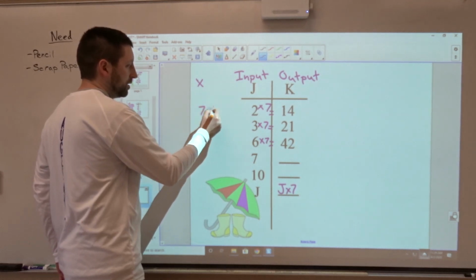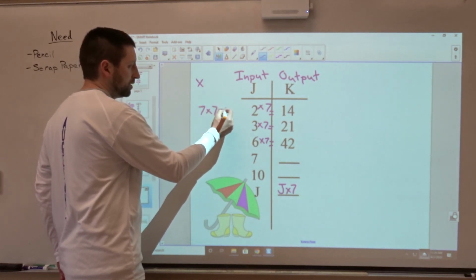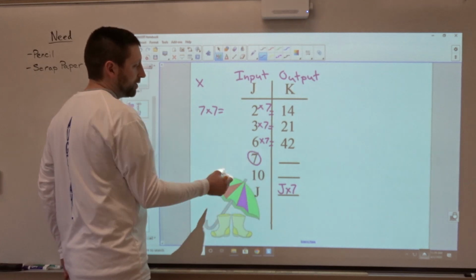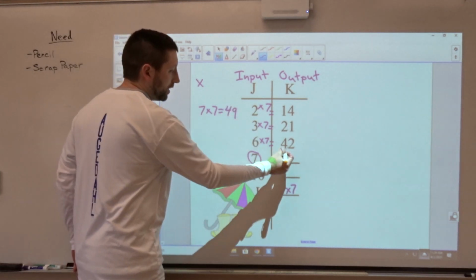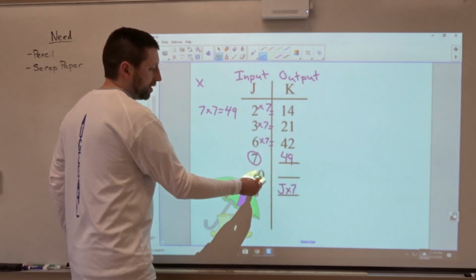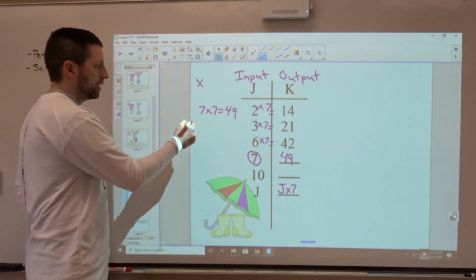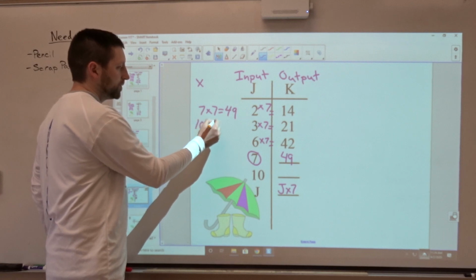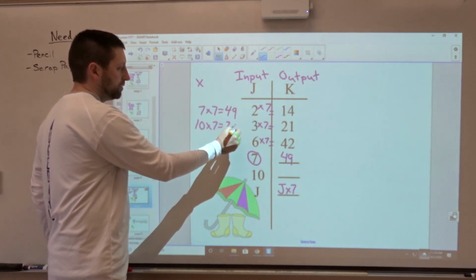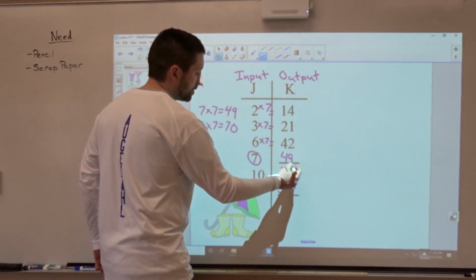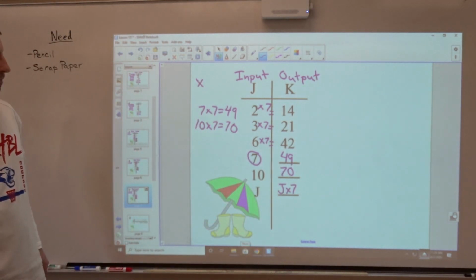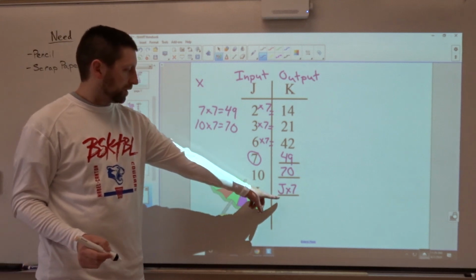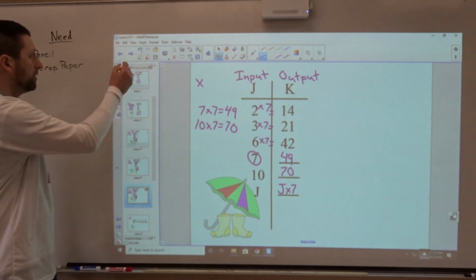We're doing this one here, 7 times 7, what would that be? That would be 49. 10 times 7, that would be 70. Okay. And then my rule again is J times 7.